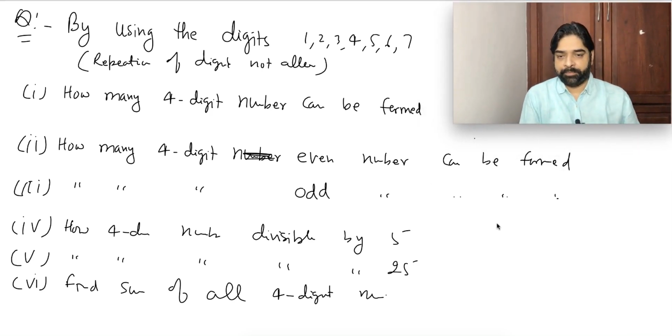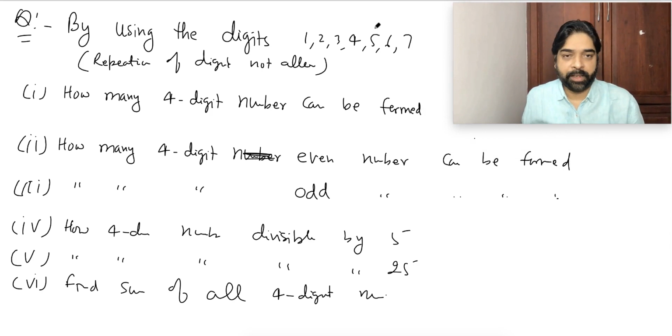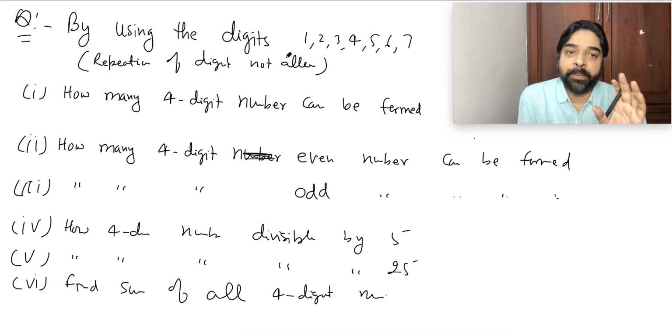So this is the last question I gave you. Let's solve one. I will solve it bit by bit, by using the digits 1, 2, 3, 4, 5, 6, 7. Whenever they mention using the digits, be clear, it means using these objects, so only that many objects are there. You don't have to think about whether repetition is allowed or not.